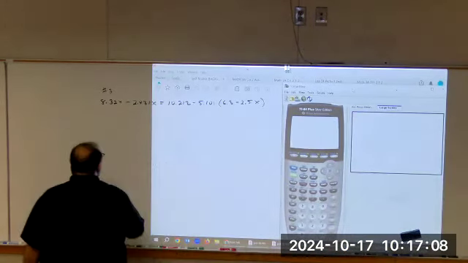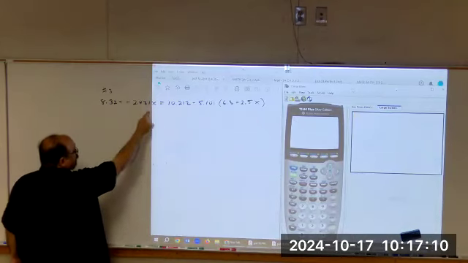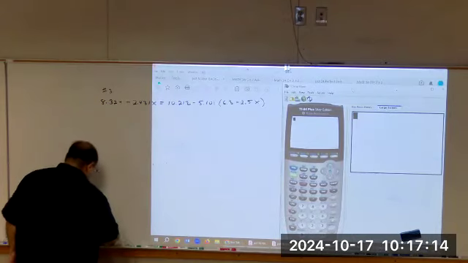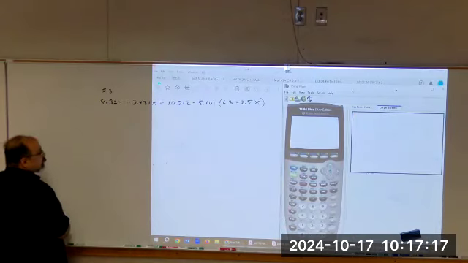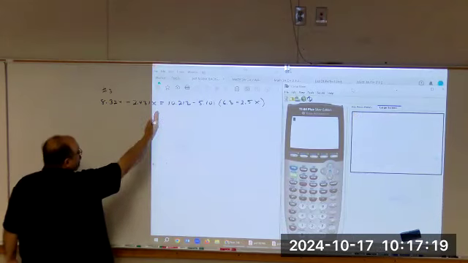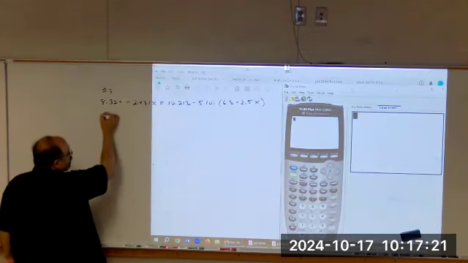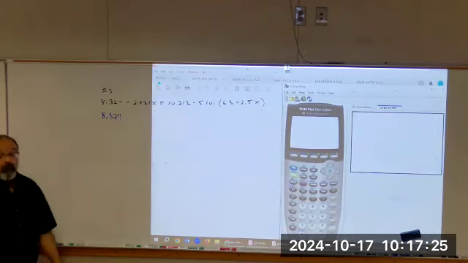Simplify both sides completely. On the left-hand side, you can't do anything. They're not like terms. So as you work the problem from left to right, you can't do anything here. So bring it down. Rewrite it, 8.324.